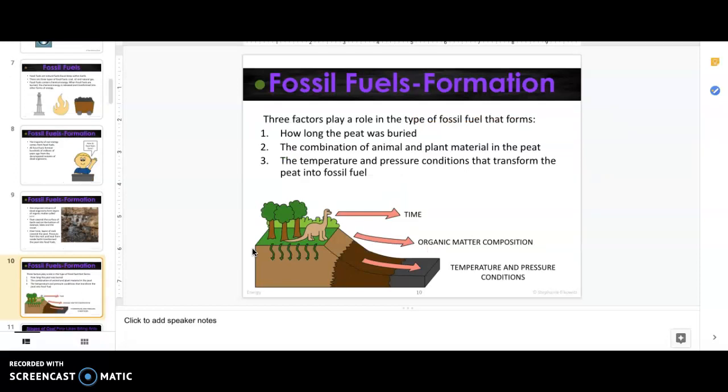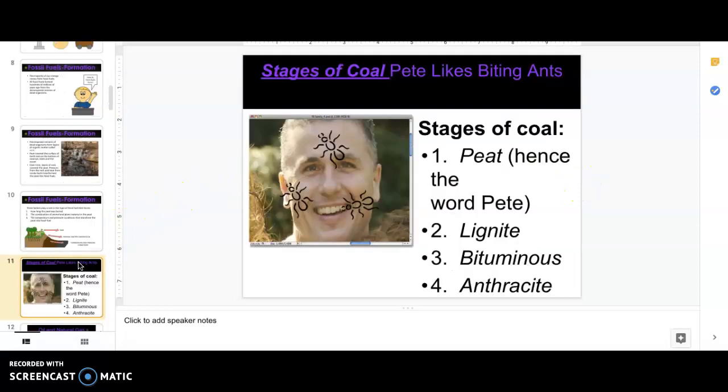There are different factors that play into what type of fossil fuel is made. It's how long the peat is buried for. It's the combination of animal and plant, so mainly plant becomes coal, especially if it's on land. Marine animals mainly become oil and gas, etc. And then it's the temperature and the pressure of the conditions as well that cause the type of fossil fuels we find.